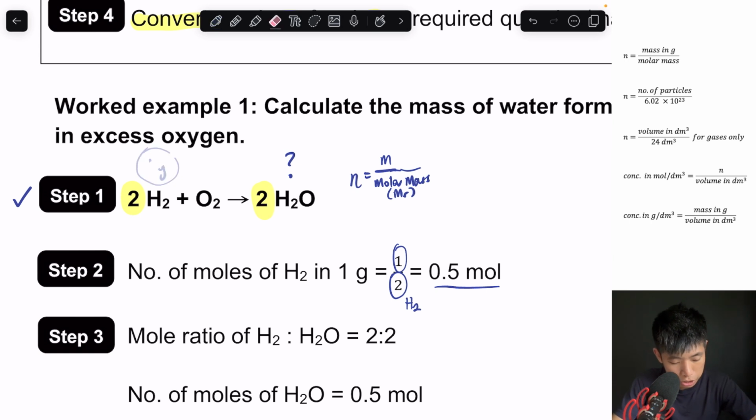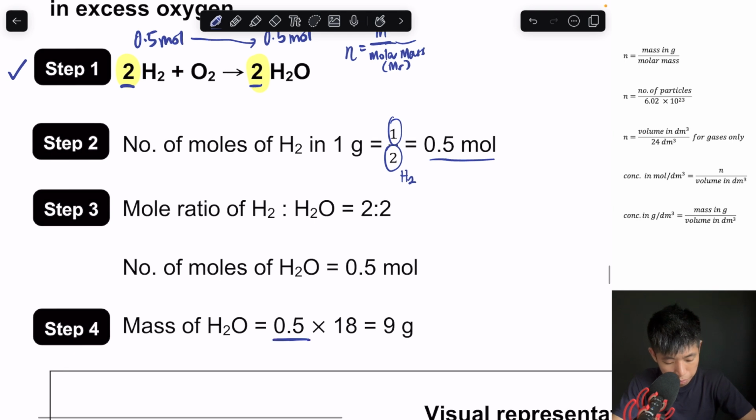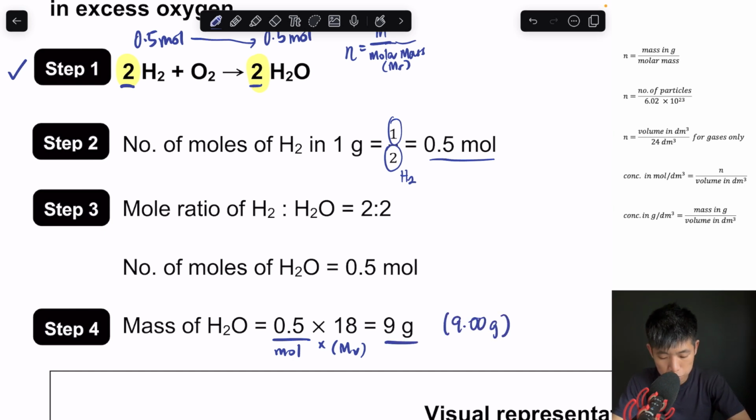So now I will change this to 0.5 mole. Once you have the number of moles, you can cross the bridge. 2:2 will mean I will get 0.5 is to 0.5. So how much water is there in 0.5 mole? We can take the number of moles times the molar mass, same value as Mr, and you get 9 grams. Calculations wise, you can always give 3 significant figures and write it as 9.00.